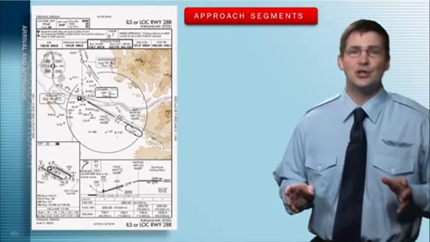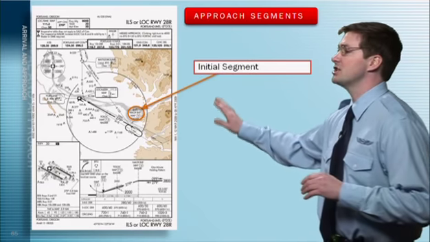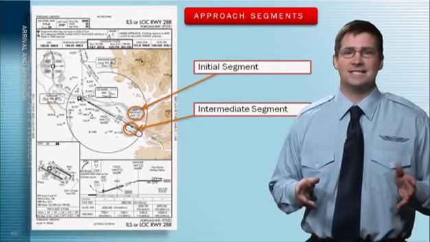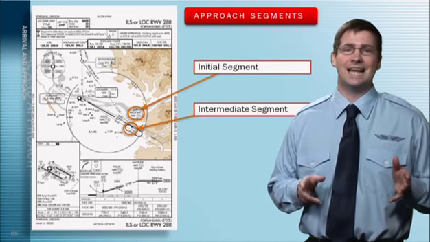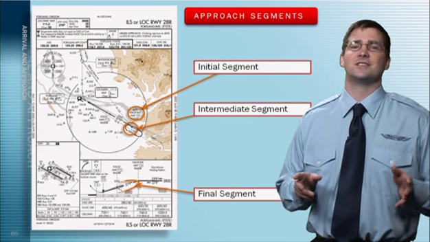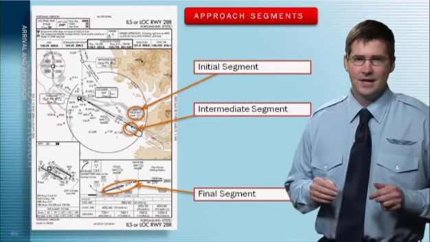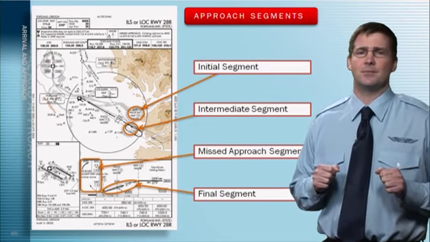Let's take a closer look at approach segments. The initial segment helps position the aircraft for the approach. The intermediate segment sets the aircraft on this particular approach to fly the procedure turn to realign inbound. The final segment takes the aircraft from the FAF to the missed approach point. The missed approach may be executed at any time from the final segment.